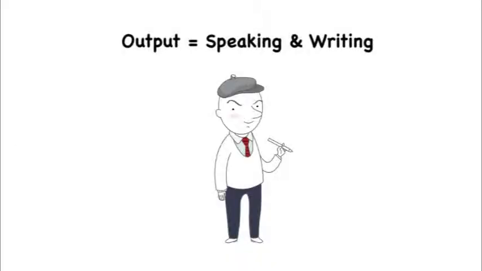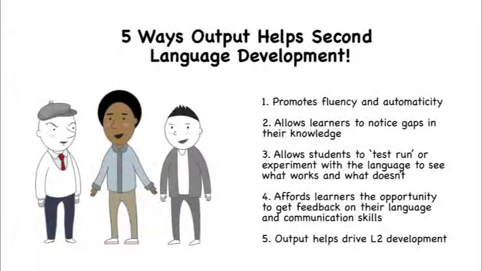If input is what goes in, then output is what comes out, i.e., speaking and writing. And why is output so important? Well, there are five main ways in which output plays a role in the process of second language development. First, output can develop fluency and automaticity in language use. Second, output allows learners to notice what they know, what they don't know, and what they only partially know.